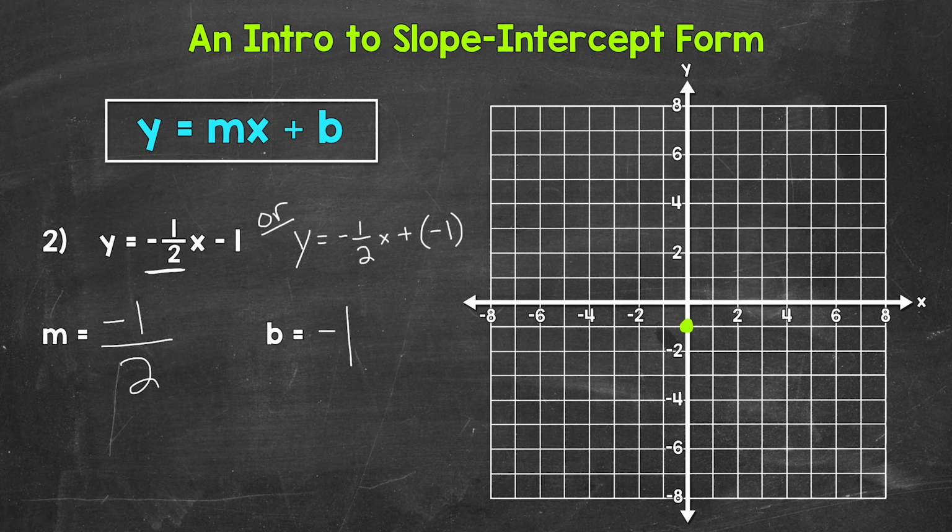Since our rise is negative 1, we go down 1 unit. And then since our run is a positive 2, we go to the right 2 units. So down 1 over 2. And our second point goes right here. And then we draw our line through those 2 points. Let's move on to number 3.